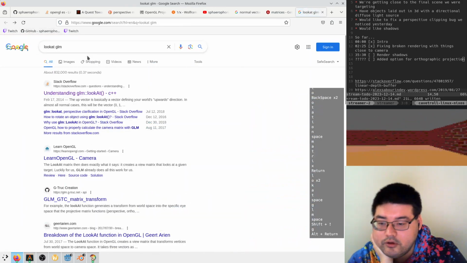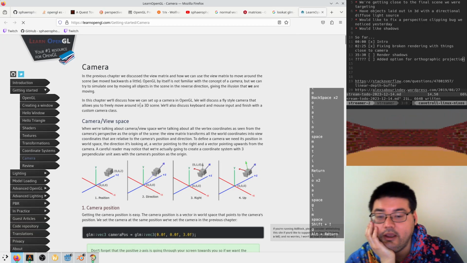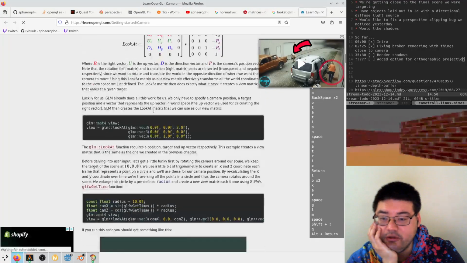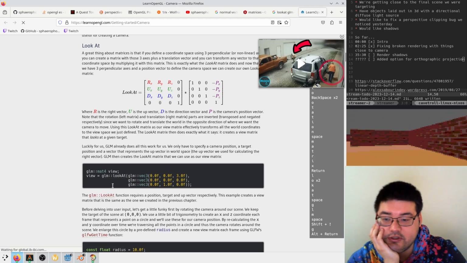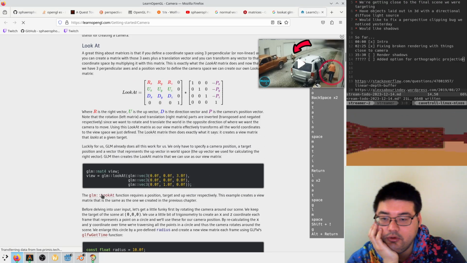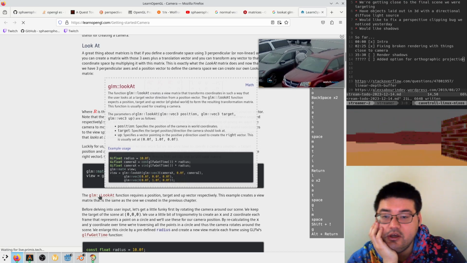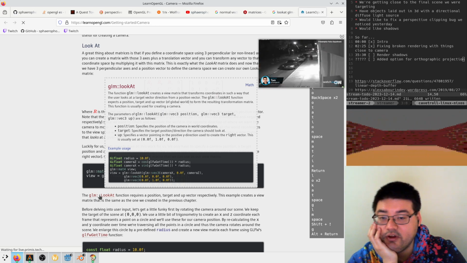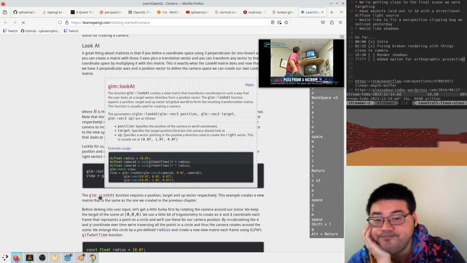GLM look at. What does it say look at does? Requires a position. Are there docs? Why does clicking this do nothing? Oh, that's interesting. Creates a view matrix that transforms coordinates in a way that the user looks at a target vector direction from a position vector. Okay, so that is kind of what I want.